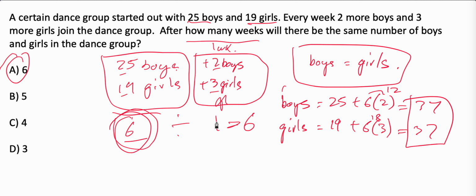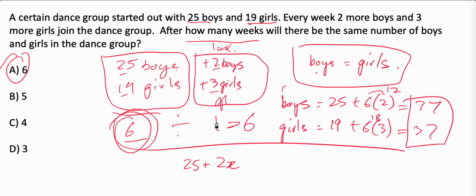You can set it up this way, or you can set it up as an equation. Your end goal is boys equal girls. So here's your starting point. You can write 25 plus 2x. What does this mean? This represents the total of boys after each week. Let's say after week 1 you have 25 boys, after week 2 you have 27 boys. So this formula represents the total of boys after x weeks.